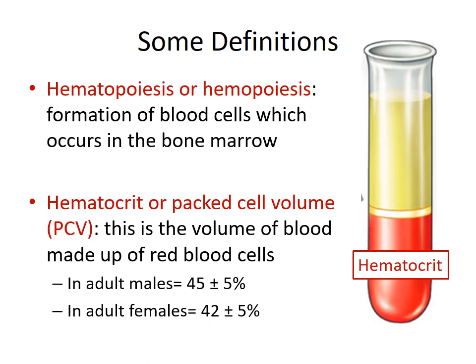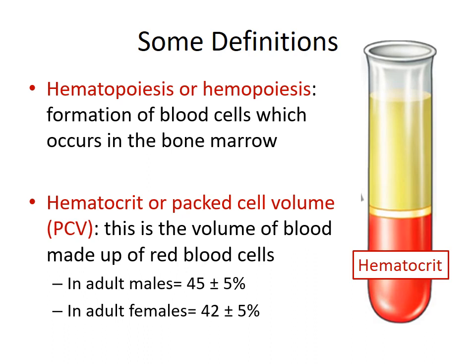volume or PCV. If you see the PCV values, in the case of males and in the case of females, it is totally different. You can see that in the case of an adult male, it is 45 plus or minus 5%, whereas in the case of an adult female, it is 42 plus or minus 5%. Now, can you think of why in the case of females, the hematocrit or packed cell volume is lower?